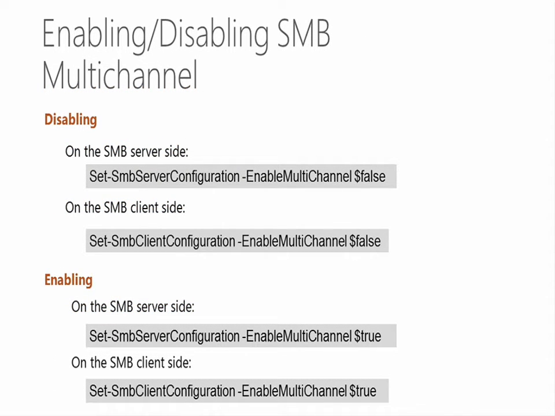As I mentioned earlier, this feature is turned on by default with Windows Server 2012 and the new Windows 8. To turn this feature off, if you want to, here are the cmdlets. Set-SmbServerConfiguration to false. On the client side, Set-SmbClientConfiguration to the false setting. To turn it back on, if you need to, you would just use those same 2 cmdlets, passing the parameter of $true instead of $false at the end of the PowerShell command.